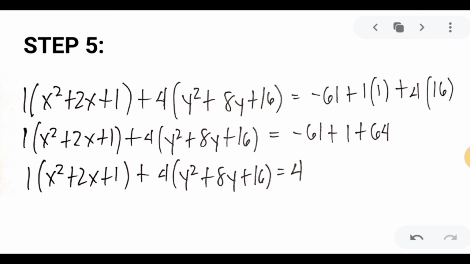And then step 5, you have to simplify the equation. To simplify, that is 1 times 1, that is 1. 4 times 16, that is plus 64. Then negative 61 plus 1 plus 64 is 4. This is the new equation.